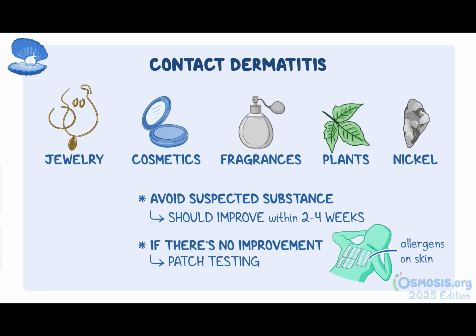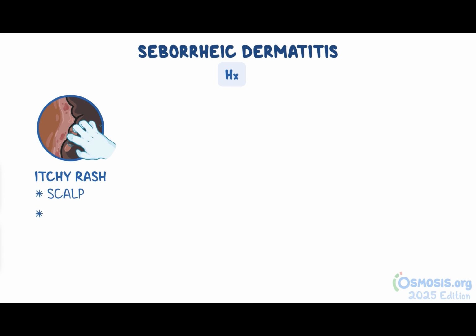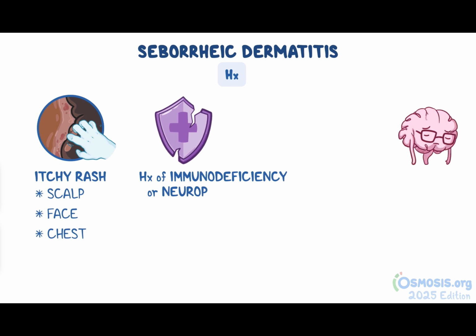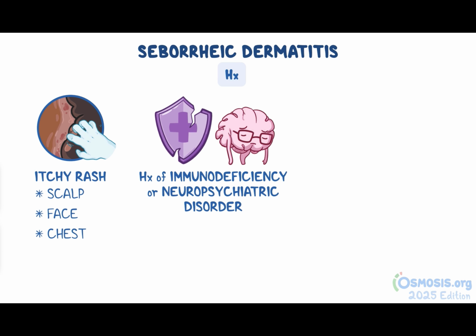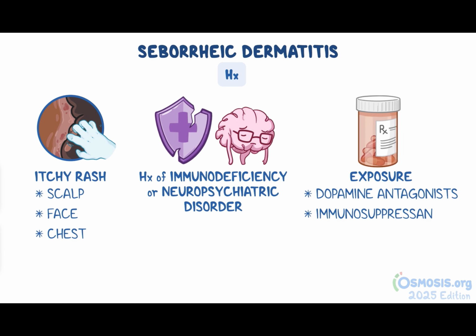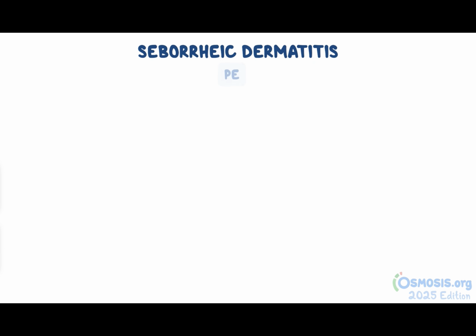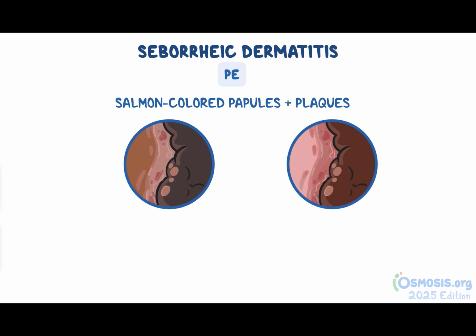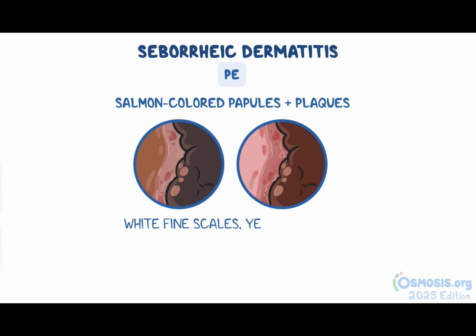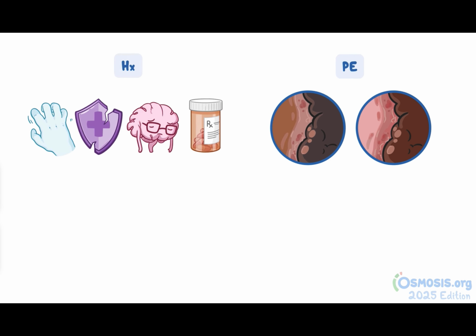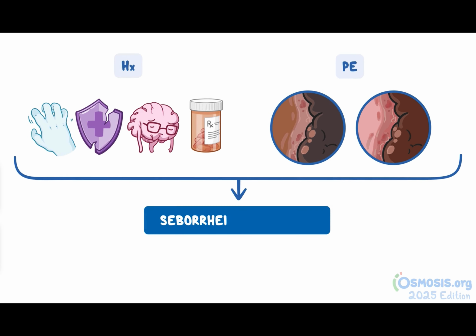reaction. Let's move on to seborrheic dermatitis. These patients will report an itchy rash on the scalp, face, and chest. They may have a history of immunodeficiency or neuropsychiatric disorder, or they may report exposure to certain medications such as dopamine antagonists and immunosuppressants. Physical exam shows salmon-colored papules and plaques with white fine scales with a yellowish crust. With these findings, diagnose seborrheic dermatitis.